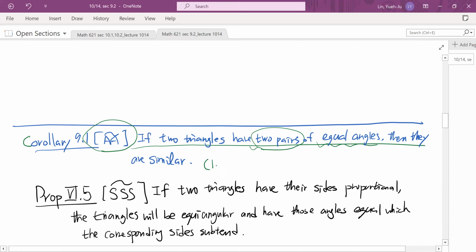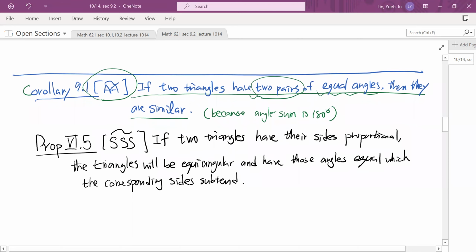So this is essentially a highlight, a remark here, because the angle sum is 180, right? So the third angle will definitely be equal once you have two pairs of equal angles. So you only need two pairs of equal angles to make two triangles similar. Most of the time you really don't need AAA, you only need AA, the AA similarity scheme. Now there are two more similarity schemes.